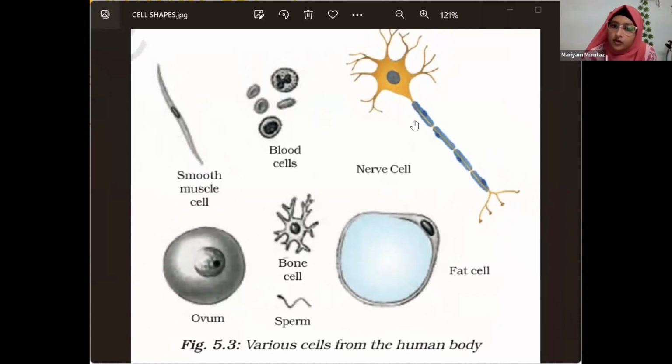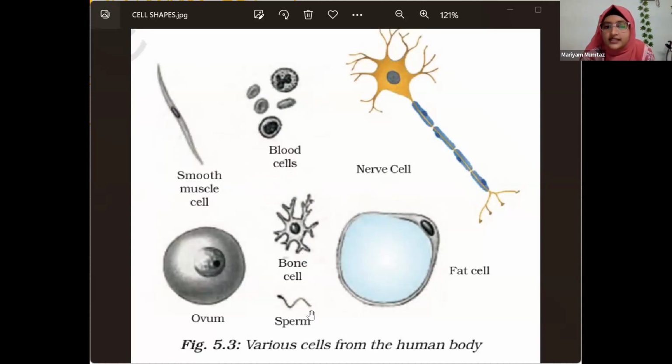Now, there is also another cell, this, a smooth muscle cell. It is a muscle cell. Now, do you see that the shape is so different from each other? The structure is so different, but all of them are cells. Here, blood cells. Do you know red blood cells and white blood cells? Yes, ma'am. So the blood cells look like this.